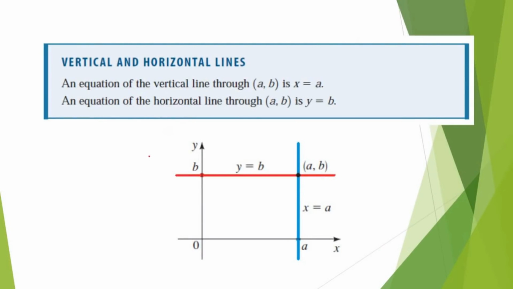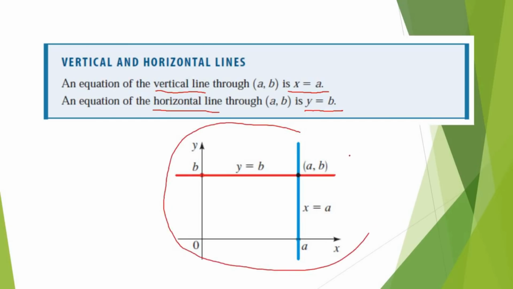Now, this information would also be helpful when dealing with vertical and horizontal lines. The equation of a vertical line is simply x equals a, and the equation for a horizontal line is y equals b. So this is the graph of our horizontal and our vertical line.